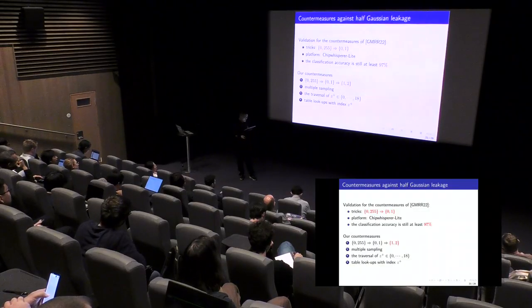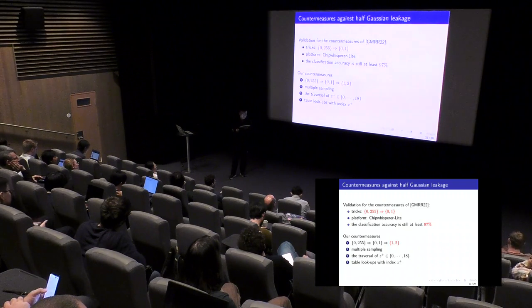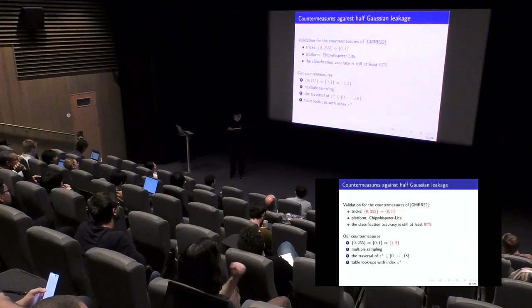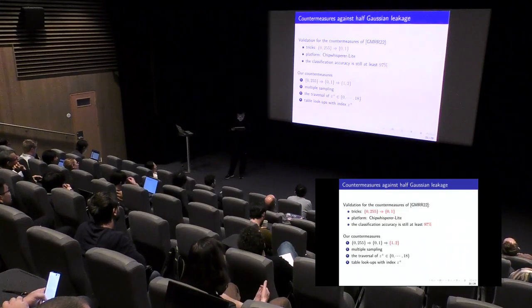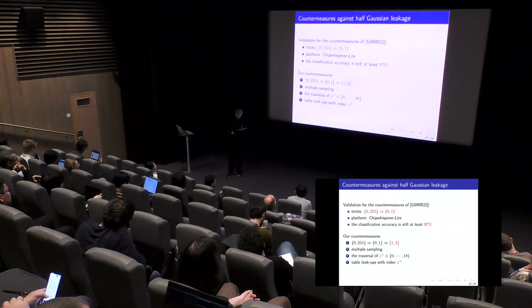For our countermeasures, we first encode the sign bits with 1, 2 to eliminate the Hamming weight difference. Then we perform multiple sampling to average half Gaussian leakage, and then compute all intermediate values by traversing all possible values of Z plus, and finally return the value with the index Z star, Z plus.